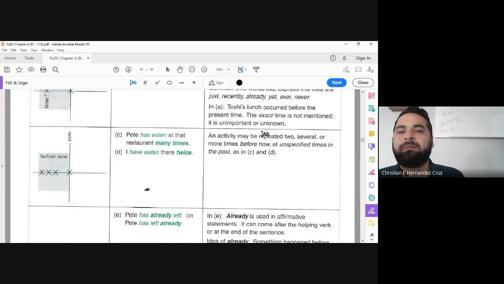So an activity may be repeated 2, several, or more times before now at unspecified times in the past, such as in these 2 sentences. So Pete has eaten at that restaurant many times. You could say that he has eaten on 3 separate occasions before now. And that would be fine. You don't need to specify exactly when it was, as long as you say before now. I have eaten there twice. Okay, that specifies that at least once before I had eaten at that same restaurant.